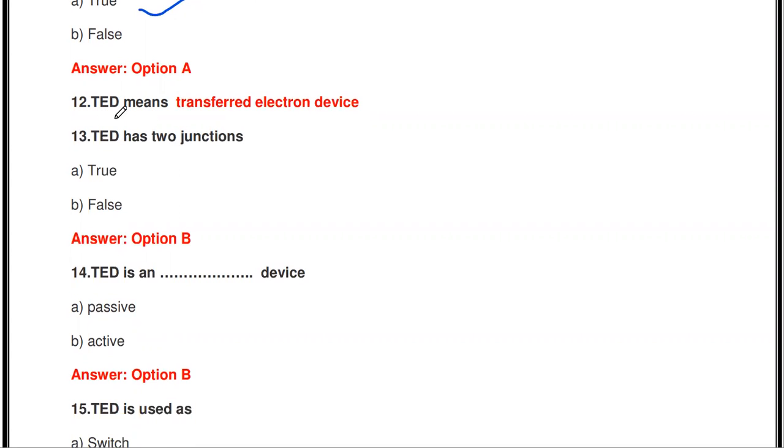What is TED? TED means transferred electron device. Then, the TED has 2 junctions. True or false? False. The TED has many junctions. It does not have 2 PN junctions. It has many junctions, so it is a false statement.